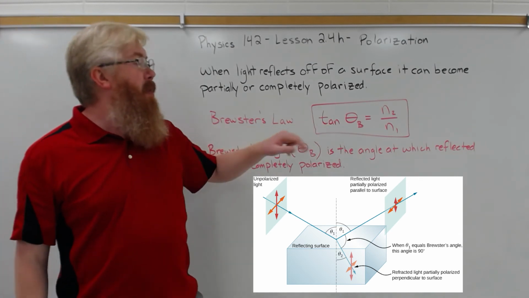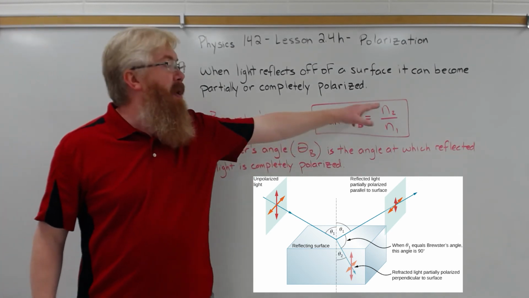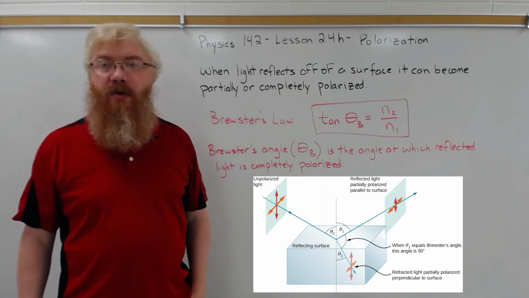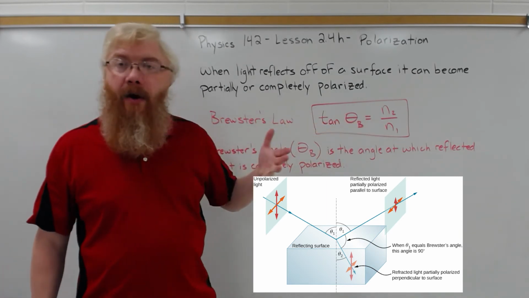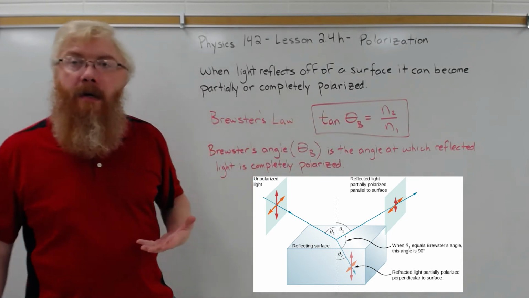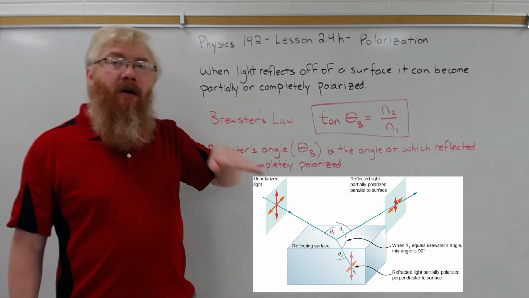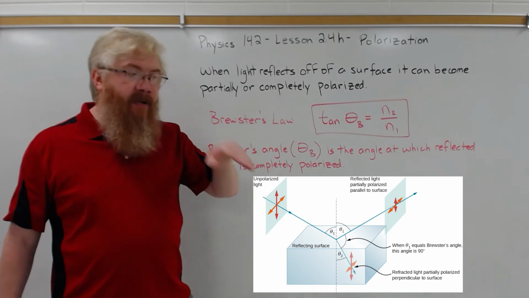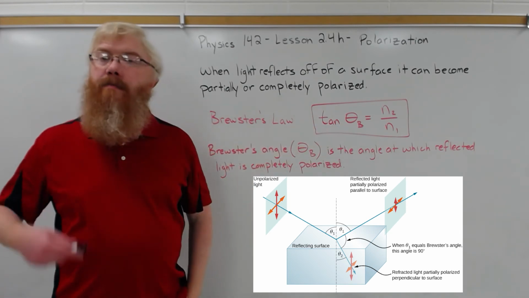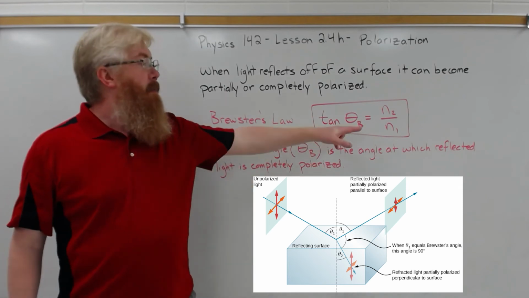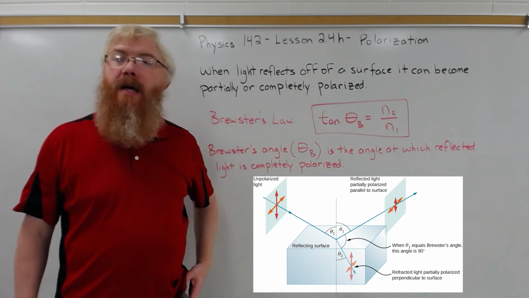So if we want to know what Brewster's angle is, it depends on the relative index of refraction between the two media. Again, if you're fishing, n1 is air, right? n2 is water. So you can calculate at what angle the incident light will be completely polarized depending on the mediums that you're dealing with.